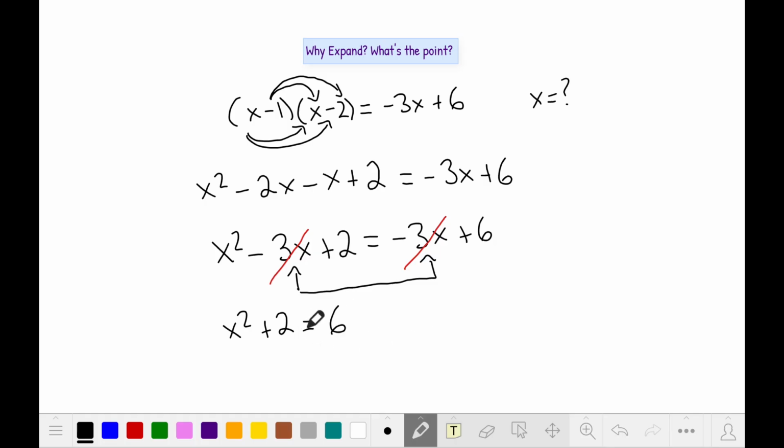And now we can ask ourselves, what's next? Well, remember, when we're doing algebra, we want all the x terms on one side, everything else on the other. So we're going to end up having something that looks like x squared equals 4.